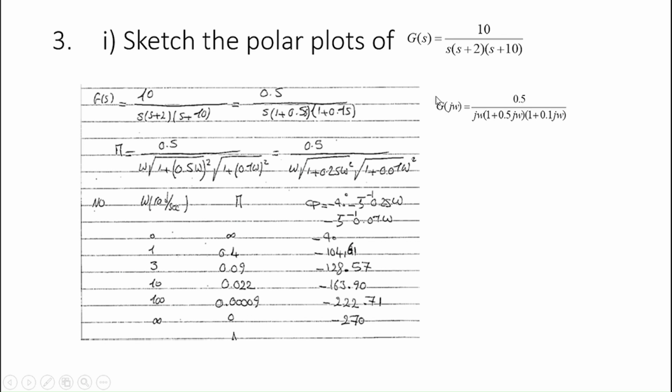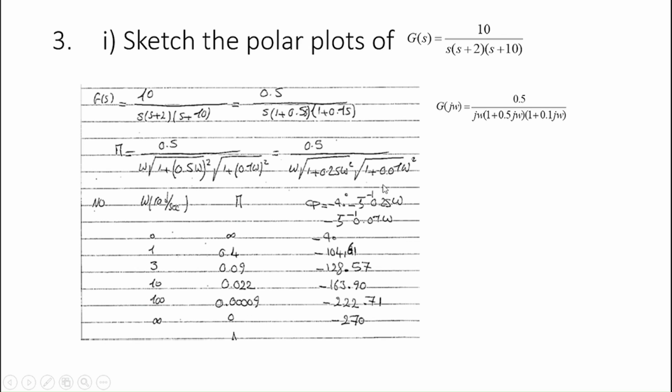To find the magnitude of this, the magnitude is equal to the magnitude of the numerator, that is the magnitude of 0.5, which is 0.5, upon the magnitude of j omega, that is omega, multiplied by the magnitude of this, that is root of 1 plus 0.5 omega squared, then multiplied by the magnitude of this, that is root of 1 plus 0.1 omega squared. Which is equal to 0.5 over omega root of 1 plus 0.25 omega squared times root of 1 plus 0.01 omega squared.